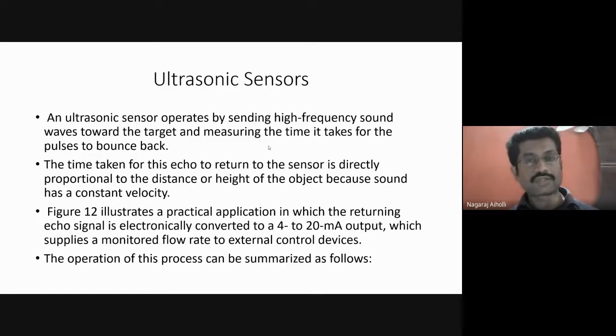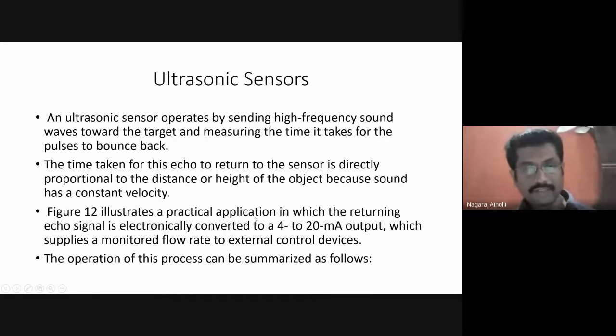The time taken for this echo to return to the sensor is directly proportional to the distance. This is important. If the distance is more, the time taken will be more. They are directly proportional. If the distance between the transmitter and the object is more, the time taken will be more. If the distance is less, the time taken will be less. Correct? The next, we are going to take up in the next class.